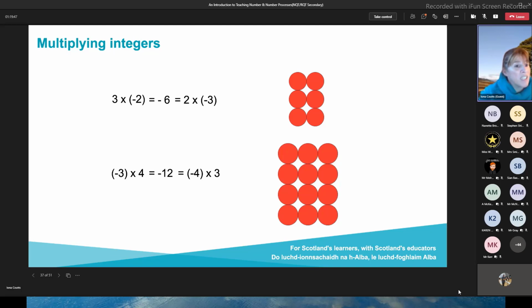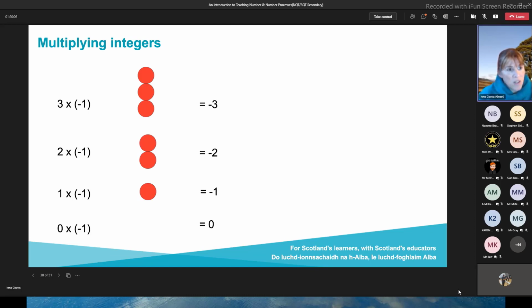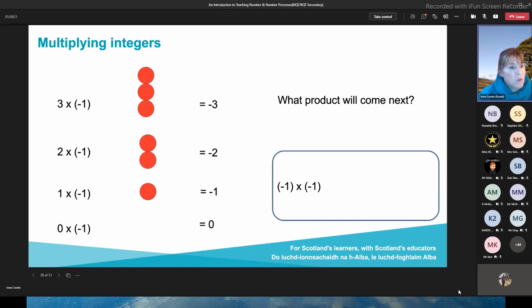And I think in this case, we really need to go back to our patterns again. So if we go to our patterns, we can see there that 3 -1s is -3. We've got 2 -1s is -2. 1 -1 is -1. No -1s is 0. So this is the sequence of calculations here. We've got 3 of them, we've got 2 of them, if we've got 1 of them, if we've got none of them, what's next? Well, the next calculation here has to be -1 times -1.